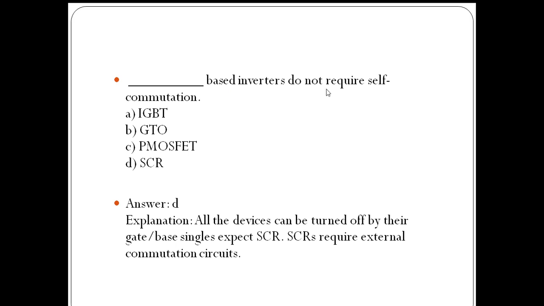Which inverters do not require self commutation? Options: IGBT, GTO, power MOSFET, SCR. SCR based inverters will require commutation. So option D. All the devices can be turned off by their own gate pulses except the SCR. The SCR will require an external commutation circuit.